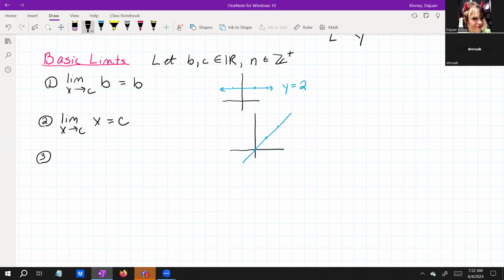Third one, the last two are, in my opinion, the same rule, but they separate them. If you have x to a power, the limit is just c to that power. Very straightforward. And their last one is related, like I said.